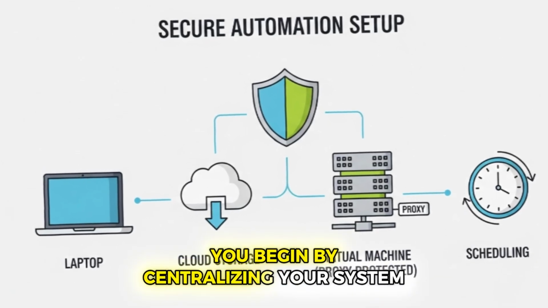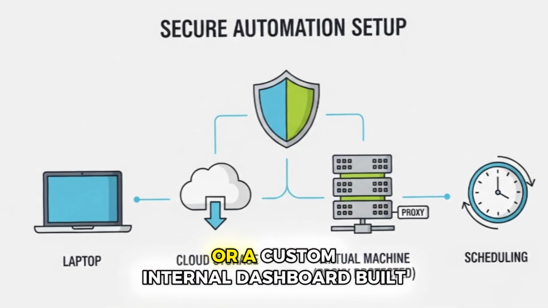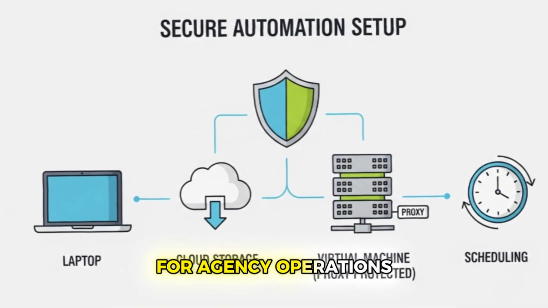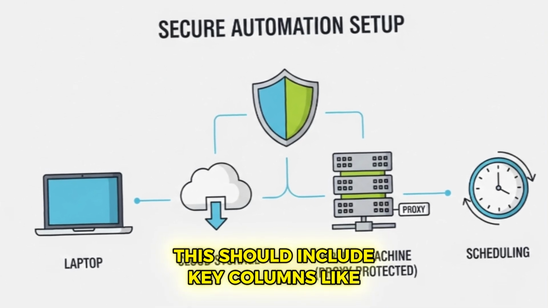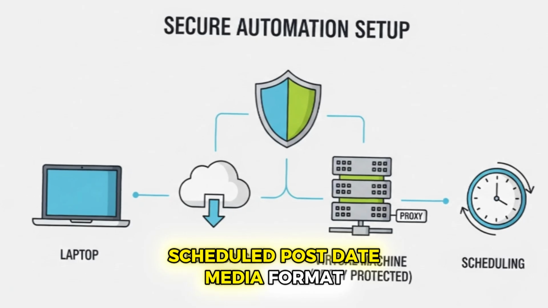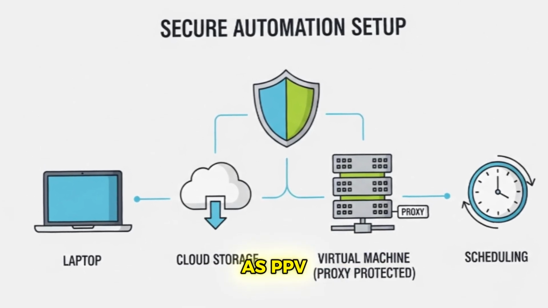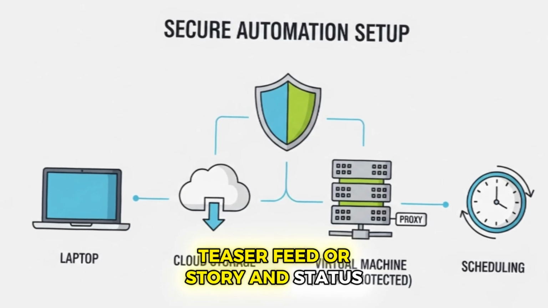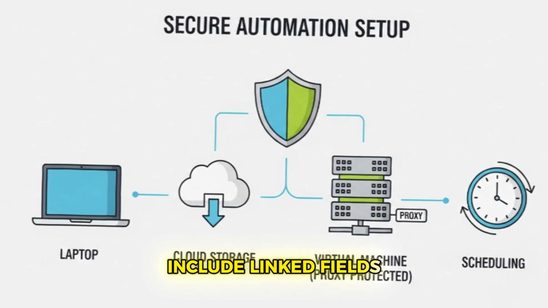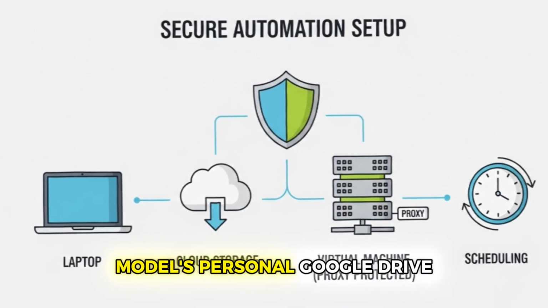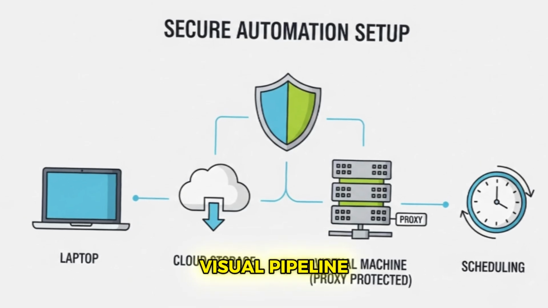You begin by centralizing your system through a robust content management platform, preferably Airtable, Notion, or a custom internal dashboard built for agency operations. Each model gets their own designated workspace or view. This should include key columns like model name, scheduled post date, media format, caption copy, pricing, if applicable, content types such as PPV, teaser, feed, or story, and status indicators like pending, scheduled, live, or needs revision. Include linked fields or file URLs connected to the model's personal Google Drive or Dropbox folder where media is uploaded. The goal is to build a visual pipeline, not just a spreadsheet.